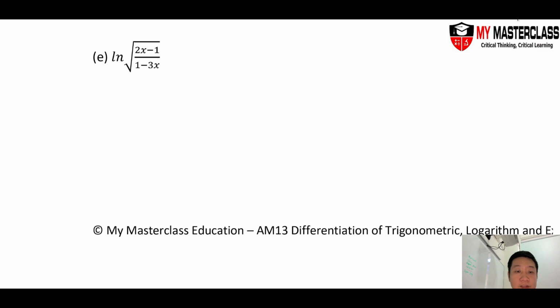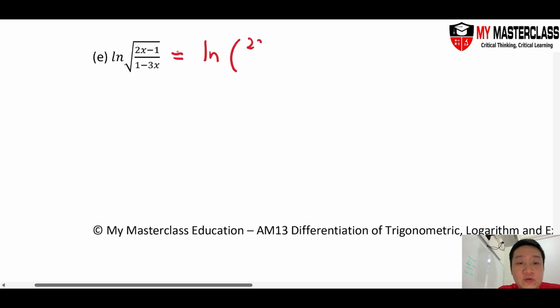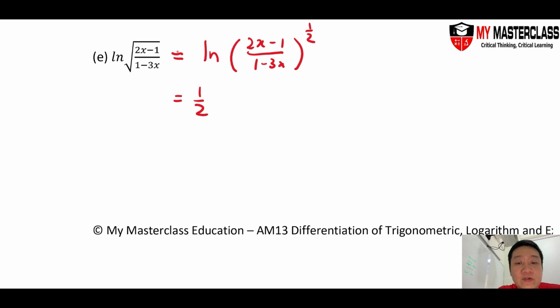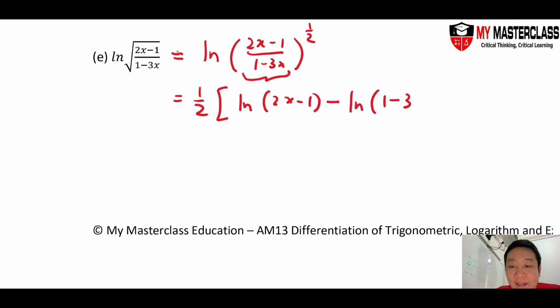If you come across a difficult ln function, just remember to tell yourself that you should never do a product or a quotient within a ln function. So if you see this with a square root, simply because square root is power of half, (2x minus 1) over (1 minus 3x), power half. Bring down the half first. Then you realize that this is ln of a fraction. It becomes ln(2x minus 1) minus ln(1 minus 3x), your law of logarithm.